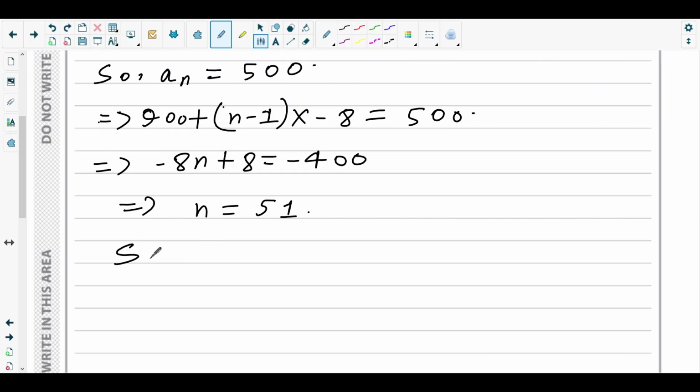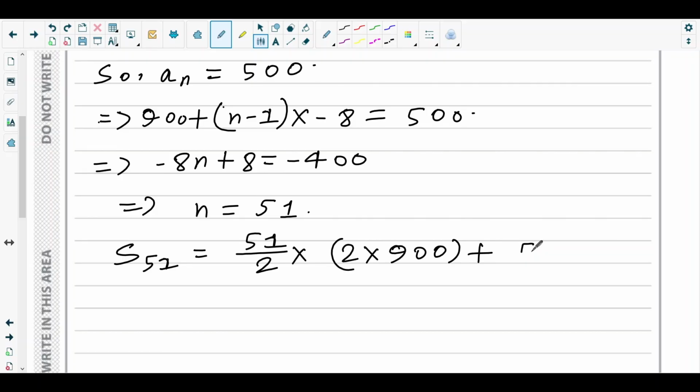So the sum of the first 51 terms of the series is n over 2 times twice a plus n minus 1 times d. The value for a is basically 900, the first term. Twice a plus n minus 1, 51 minus 1 is 50, times d, 50 times negative 8. Now just find this summation. You will get the answer.